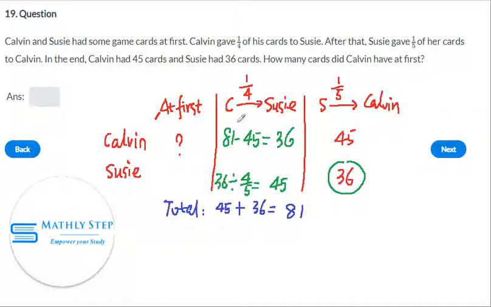Okay, so here Kevin has 36, and we work backwards. From here we know that after Kevin gave 1/4 of his cards to Susie, he was left with 36. And here we'll know that at first he had 3/4. Okay, 36 divided by 3/4. This is 48. So the answer is 48.